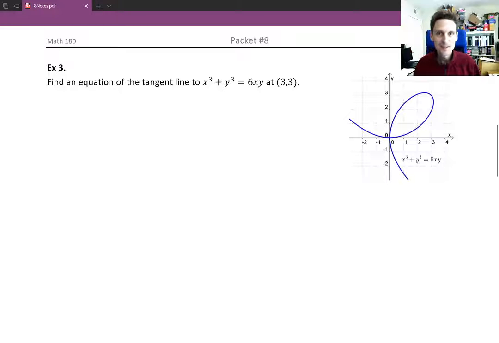Hello and welcome back. In example 3, we're going to continue looking at implicit differentiation. Example 3 says, find an equation of the tangent line to x cubed plus y cubed equals 6xy at (3, 3). That was actually the equation given as an example at the very beginning of the notes. Not that it's very important.